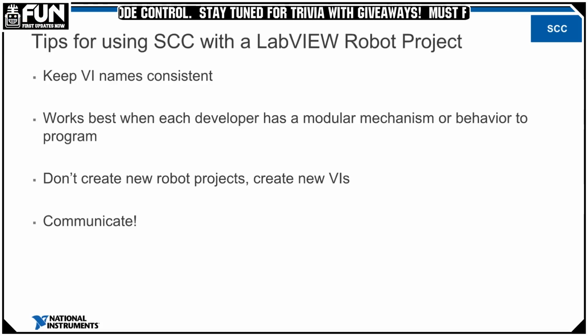This does work best when each developer has a modular mechanism or behavior to program. In that case, maybe one of my programmers was working on developing the code for the pickup cube VI while I was working on Auton. It's a little bit harder to have two people concurrently work on a VI on separate machines. And by a little bit harder, I mean don't do it.